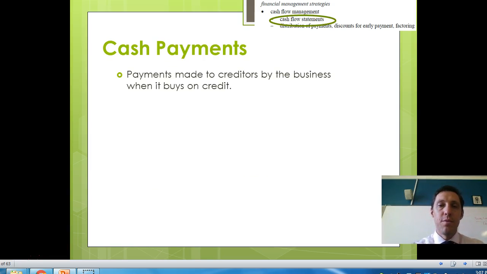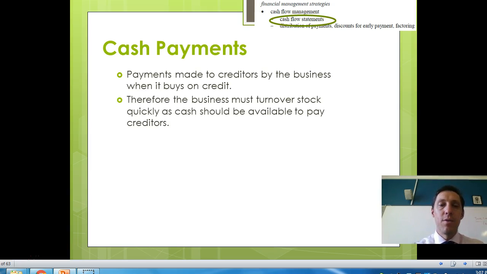In terms of payments, so we've talked about receipt, so receiving money from selling a good, but also payments to creditors when the business buys something on credit. Therefore the business must turn over stock quickly, as cash should be available to pay creditors. So a business needs to manage their cash in and their cash out. And really what a business is trying to do is get their cash in paid as fast as possible, so their accounts receivable, and have their cash out effectively being paid as slow as possible, but still within their limits, so their accounts payable.